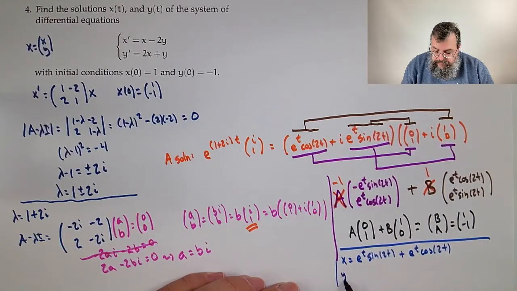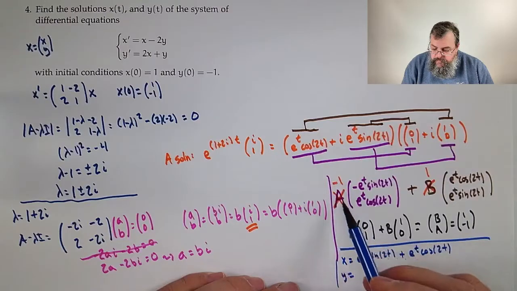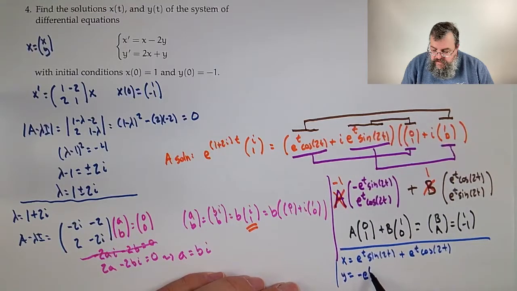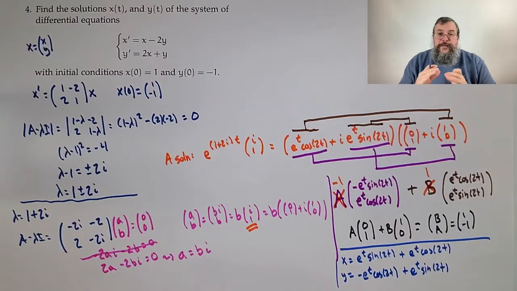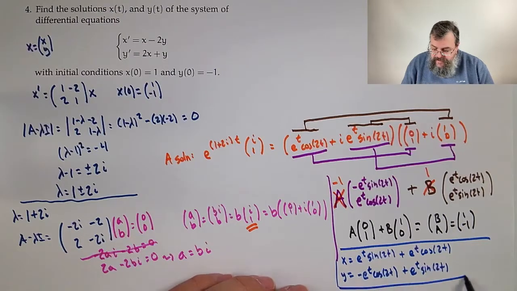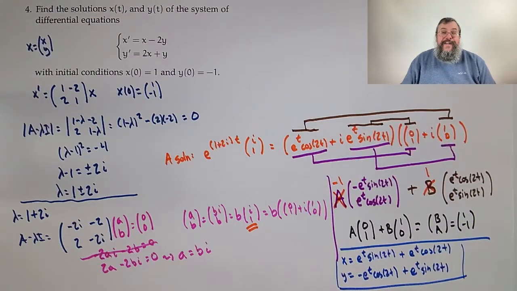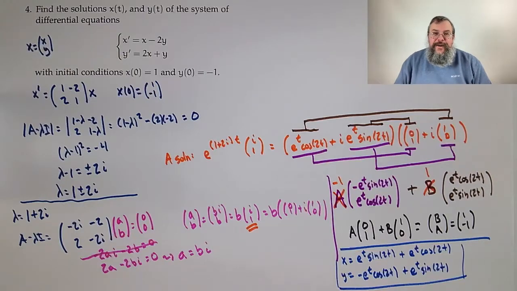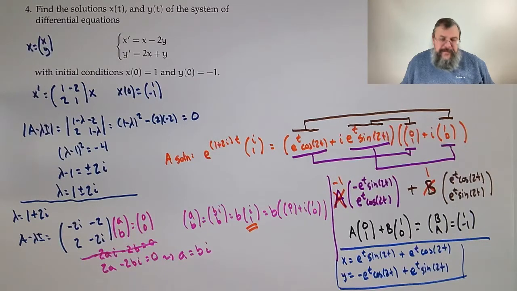And y, well, minus e to the t cosine of 2t, and then plus e to the t sine of 2t. And we're done. That's it. That's the answer. Right there. See, we had just enough space. We got it in. Good for us. It's nice when a plan comes together.